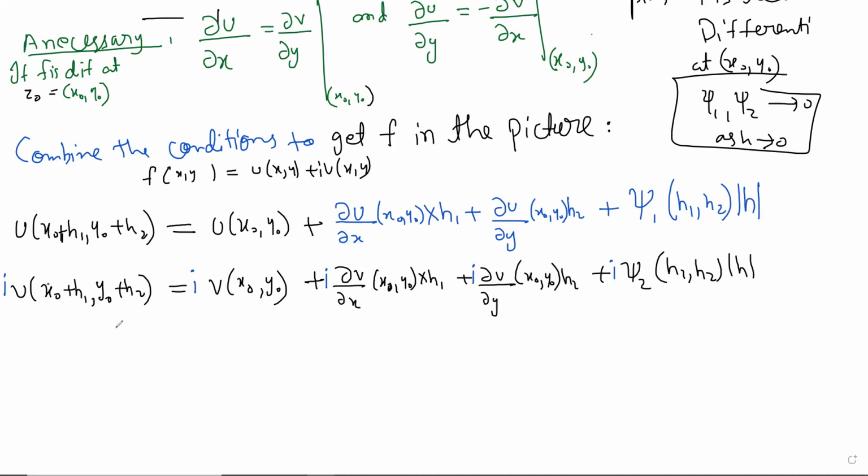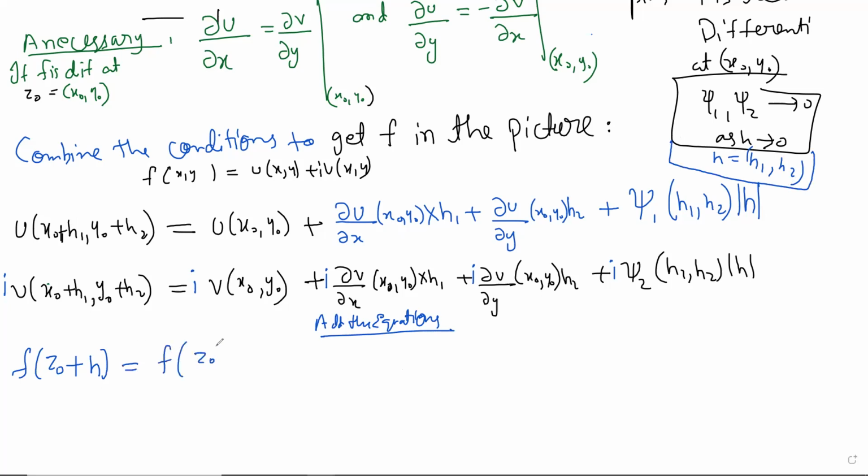And then obviously we add them. Then we add these two, right? When you add the equations, we add the left hand side, and what we get is f of z naught plus h. We are using h to denote this general thing, h1 comma h2, right? That's what we get. And what do we get here? We get f of z naught.